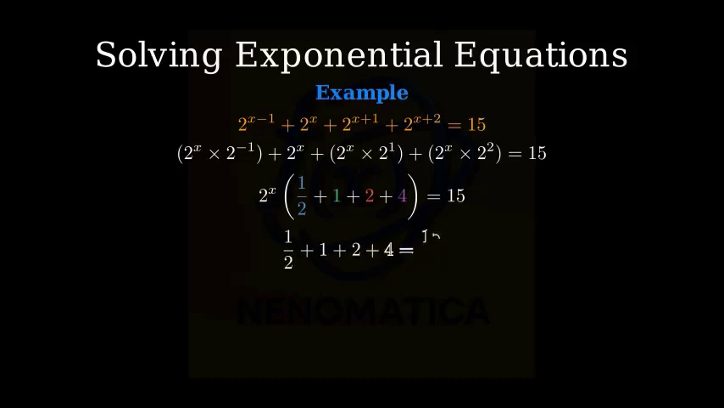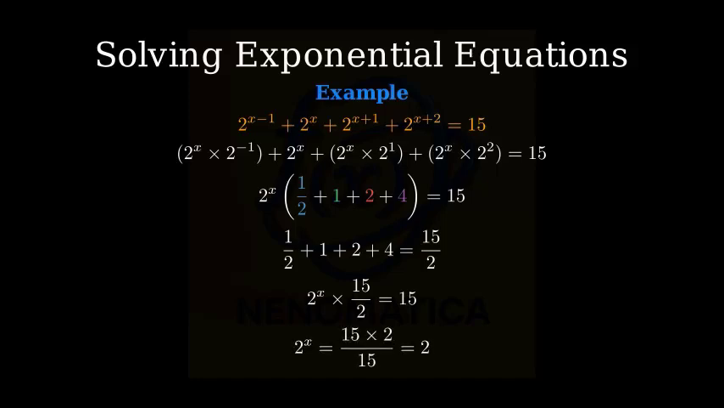Let's add up the terms inside the parentheses. 1/2 plus 1 plus 2 plus 4 equals 7.5. So our equation simplifies to 2 to the x times 7.5 equals 15. Now, we can solve for 2 to the x by dividing both sides by 7.5, or 15 over 2.